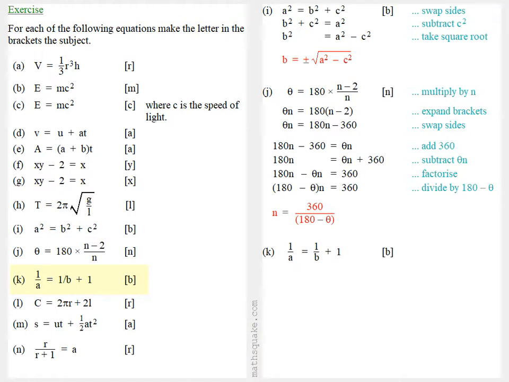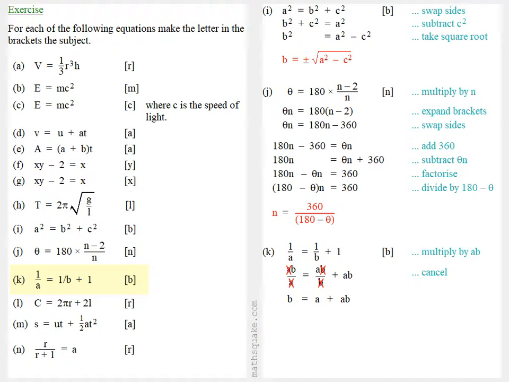Now in part K we're asked to make b the subject of 1 over a equals 1 over b plus 1. Well, let's first get rid of the fractions by multiplying all the way through by ab. This gives us ab over a equals ab over b plus ab. Now, the ab over a cancels to just leave b, and the b's cancel in ab over b to leave just a. So we now have b equals a plus ab.